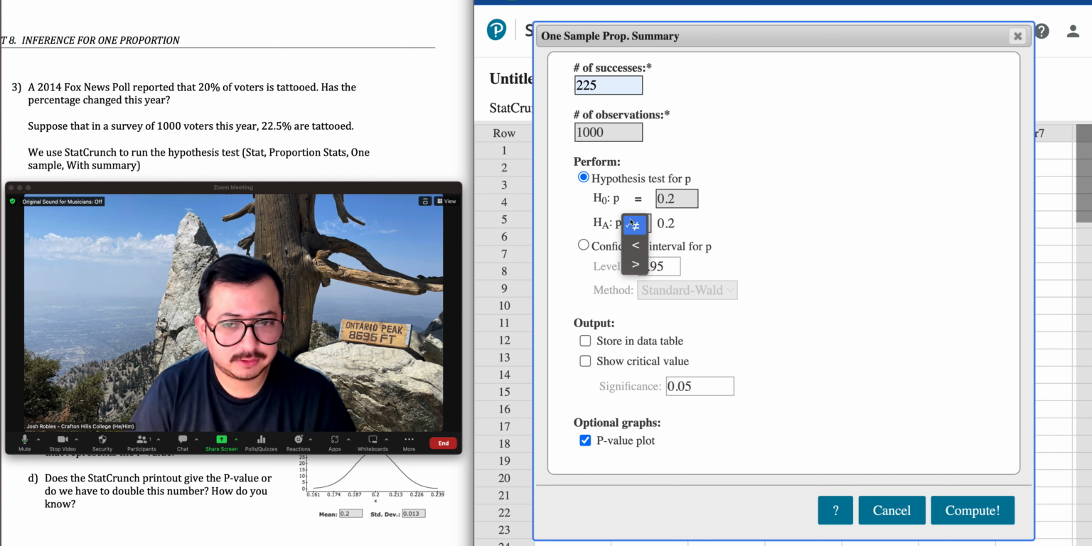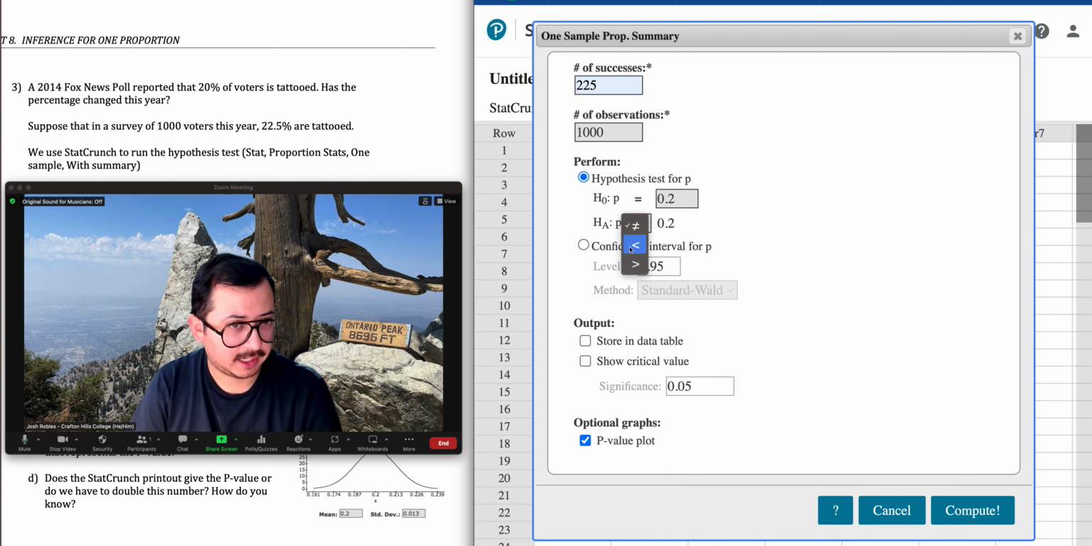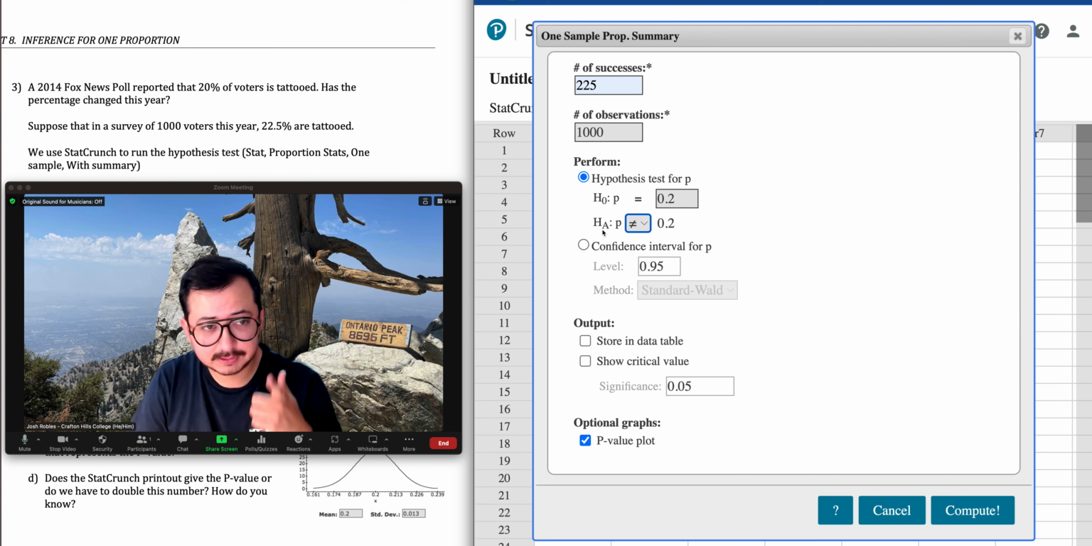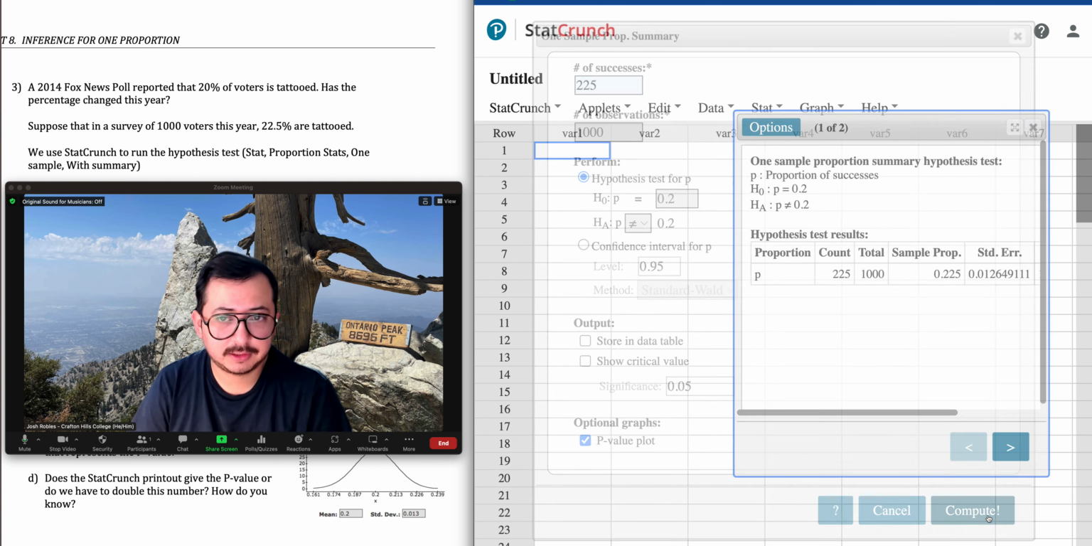We have to pick our alternative hypothesis. So should that be not equal to, greater than, or less than? Well, it shouldn't be less than because it went up. So it could be greater than or not equal to. So it says, has this percentage changed? Changed, the best alternative hypothesis is not equal to. Okay, so we click compute.